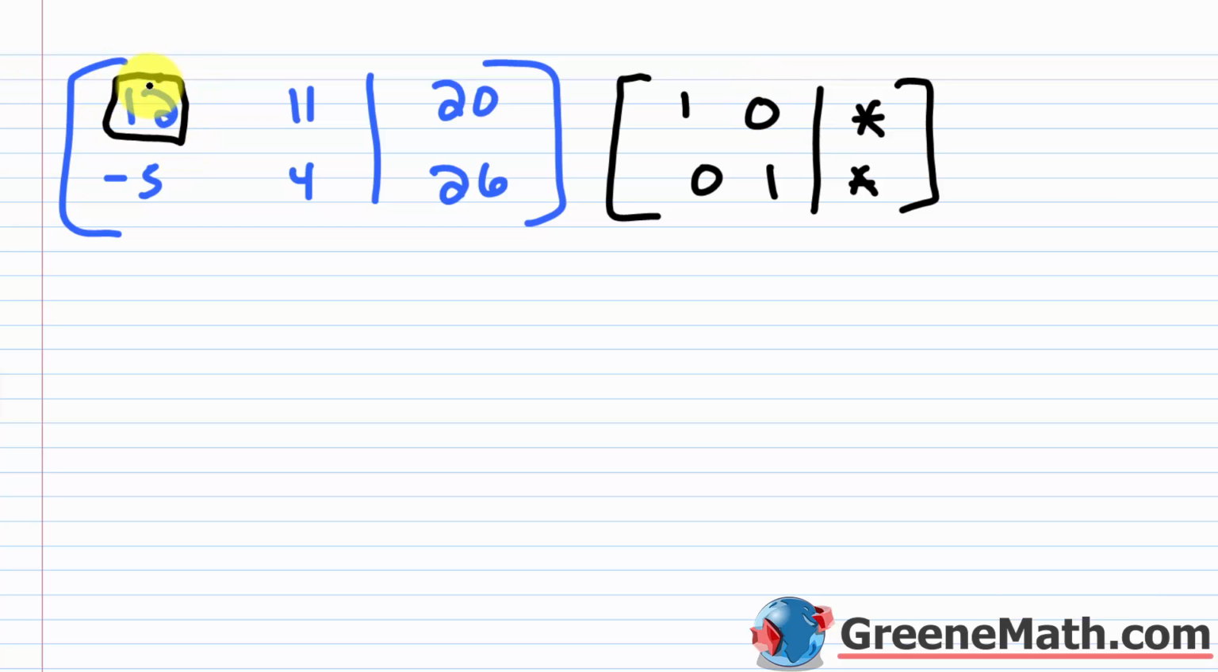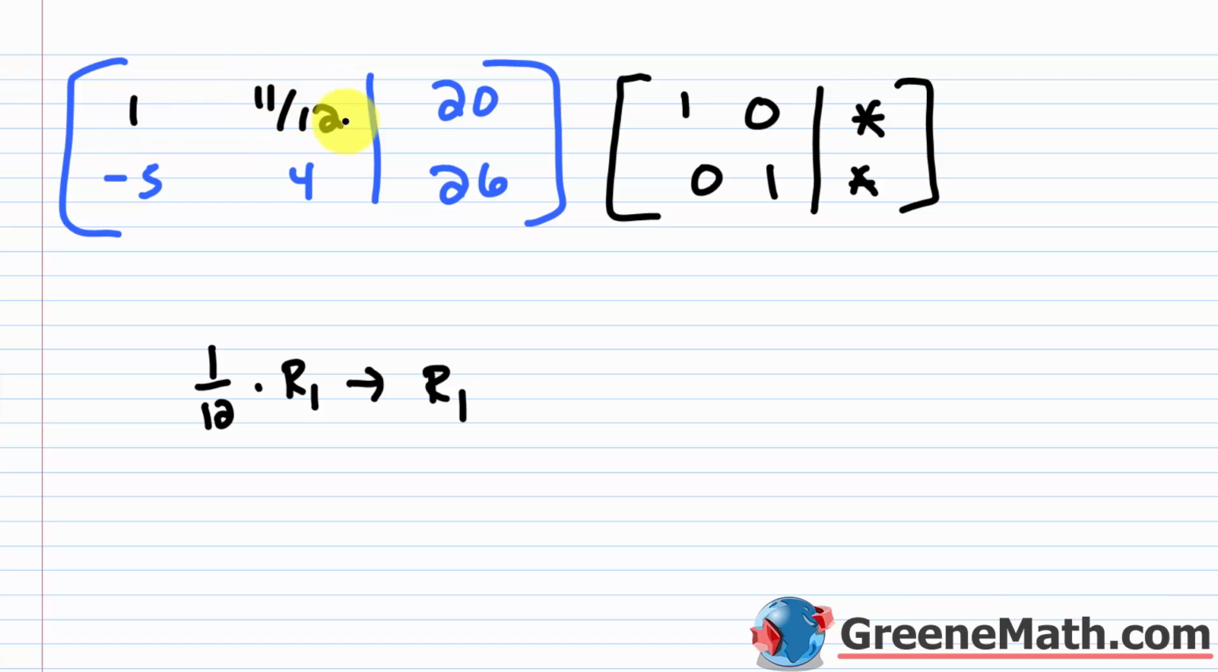Very easy to do. We're just going to multiply the top row by, again, the reciprocal of that number. The reciprocal of 12 is 1 over 12. So again, I'll write this as 1/12 times row 1. That's what we're going to replace row 1 with. So this would be 1. 11 times 1 over 12 is 11 twelfths. 20 divided by 12, each is divisible by 4. So this would be 5 and this would be 3. Okay, so this would be 5 thirds.